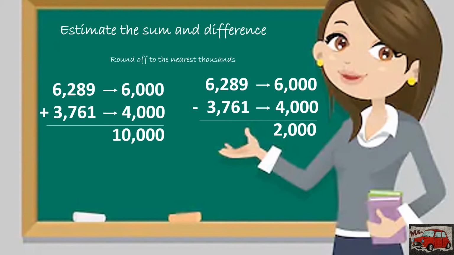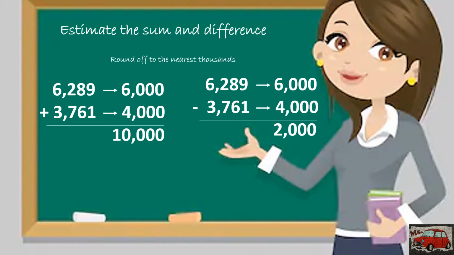So, I have here 6,289 plus 3,761. So, the 6,289, since yung katabi ng thousands natin is 2, so si 6 retain lang natin siya. So, the 6,289 will become 6,000.